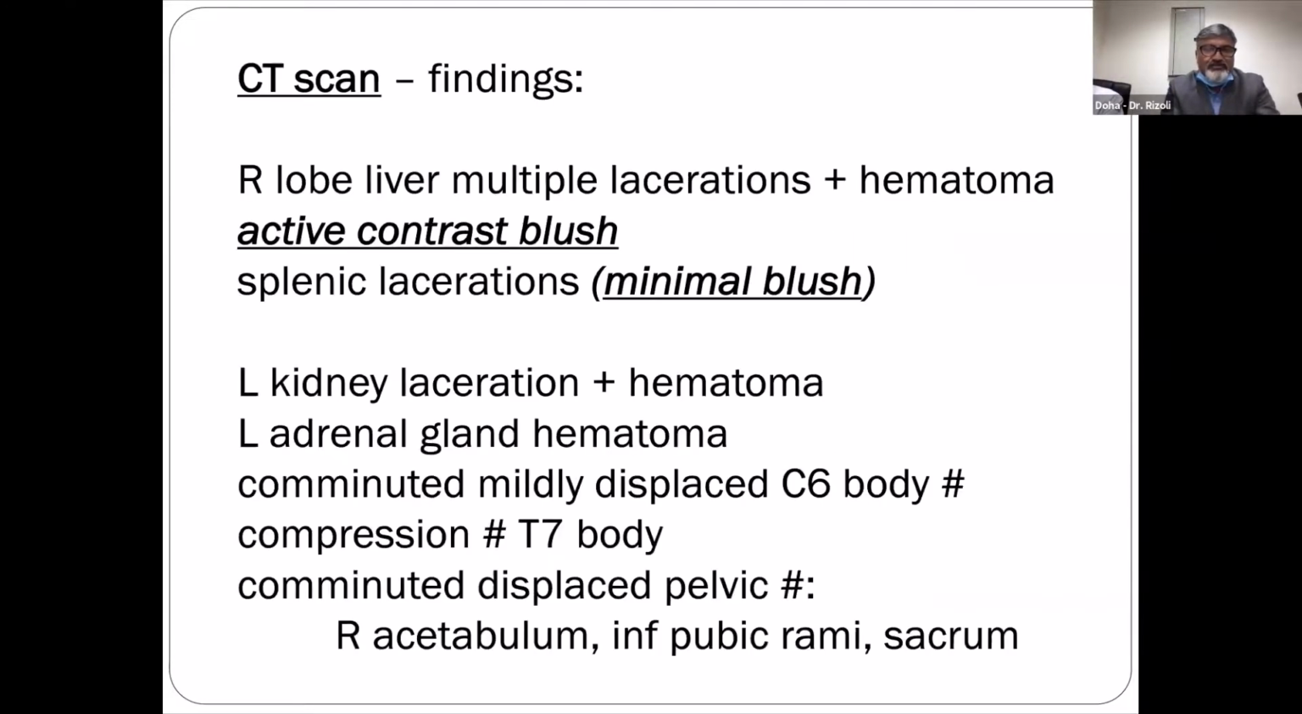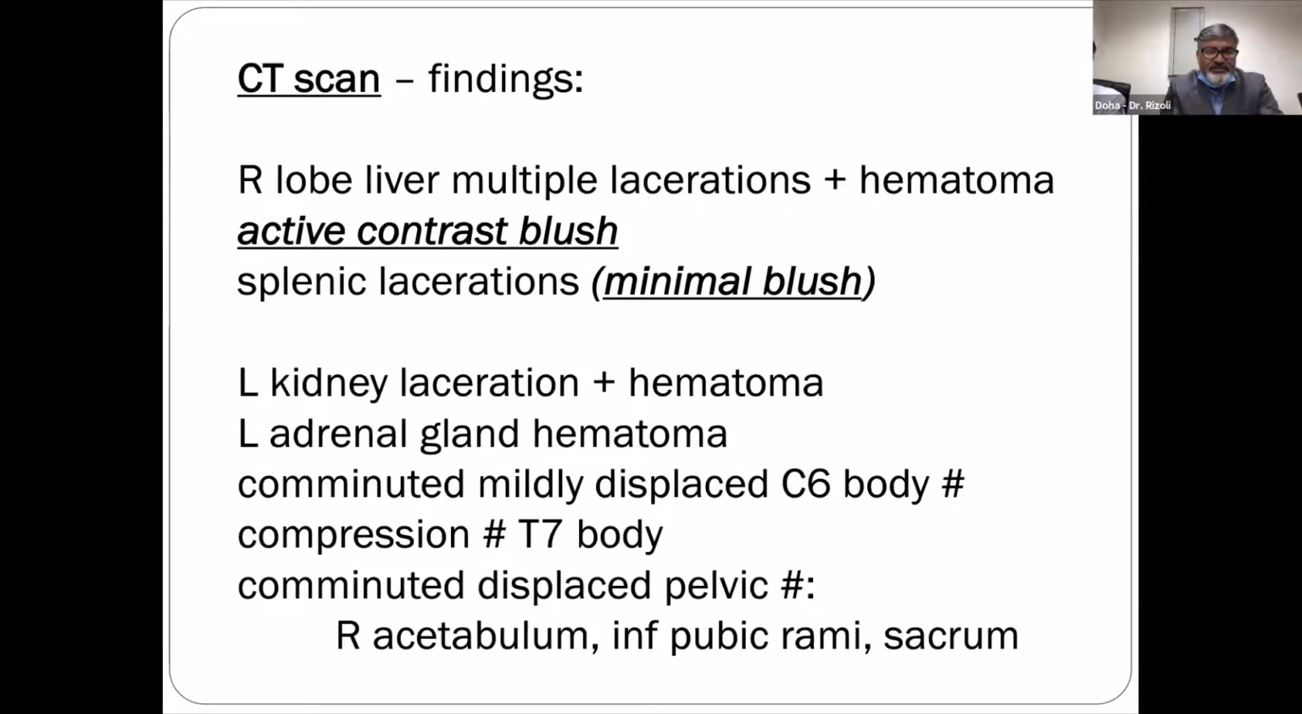And what we find is that the liver shows the same lacerations which we saw intra-op and intraparenchymal hematomas, but there is an active contrast blush deep in the substance of the liver. The splenic lacerations are also present, not deep, with a minimal blush, again intraparenchymal, which we could not ascertain from the outside. The left kidney showed laceration and a big hematoma involving the superior pole of the kidney. The left adrenal gland was encased by that hematoma.